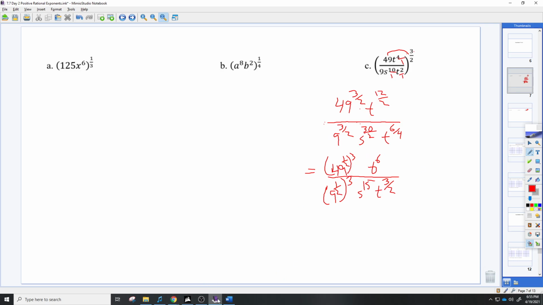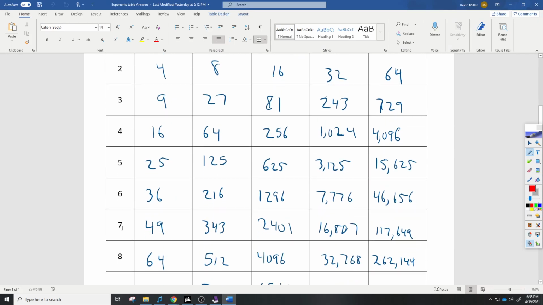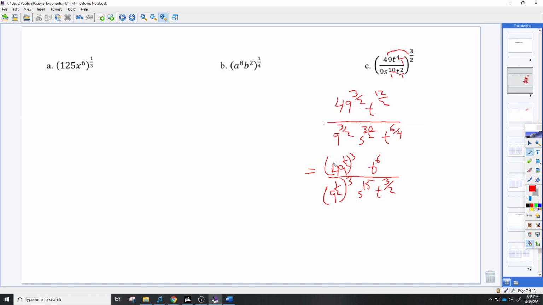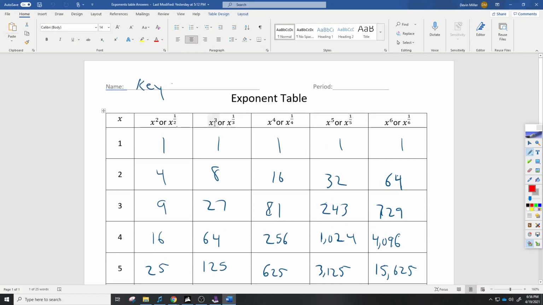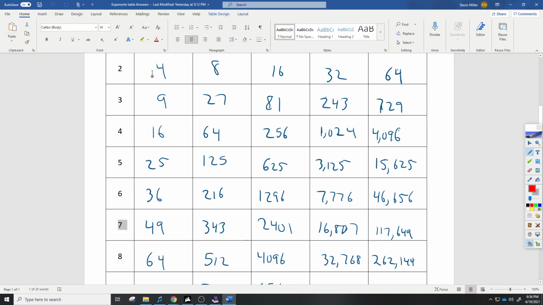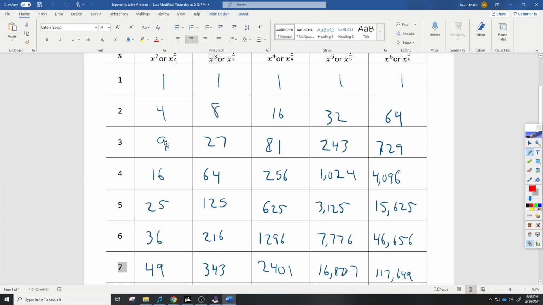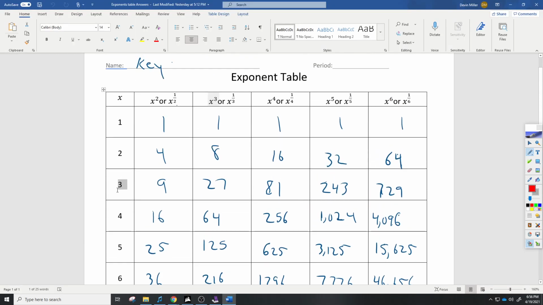So 49 to the 1/2. 49 is a little bit further down. So that's going to give you 7. So the inside here is 7, and raise that to the 3rd power. 7 to the 3rd is 343. And the bottom here, we're going to do 9 to the 1/2. So 1/2, go down, find 9. That's 3. And then raise that to the 3rd power. So 3 to the 3rd would be 27.